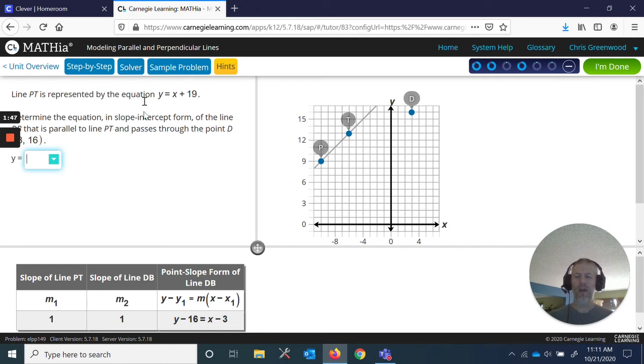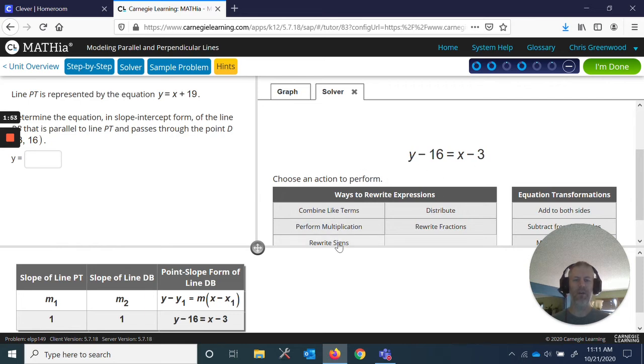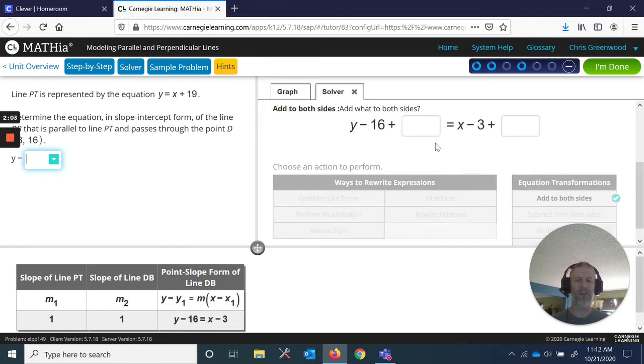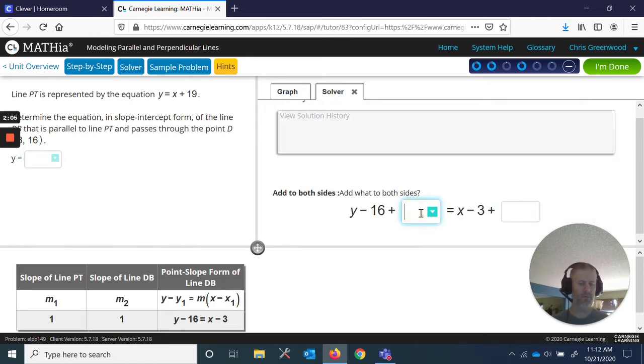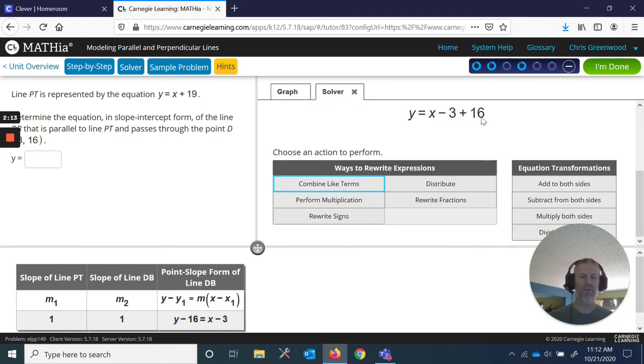Okay, so now we can go to the solver. And this one's actually going to be pretty simple. I don't need to rewrite any signs because I don't have a bunch of negatives. I just need to get the y by itself. So to do that, I'm going to add 16 to both sides. I'm going to type in 16, and it automatically fills it in over here for me. And so I've got y equals x minus 3 plus 16.